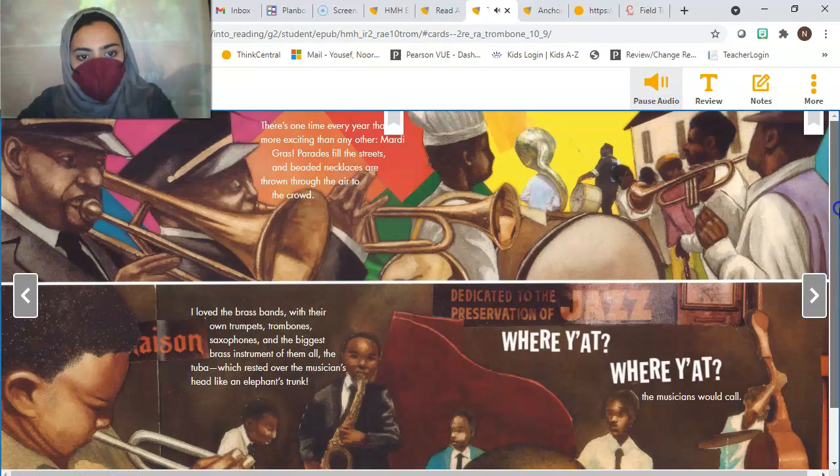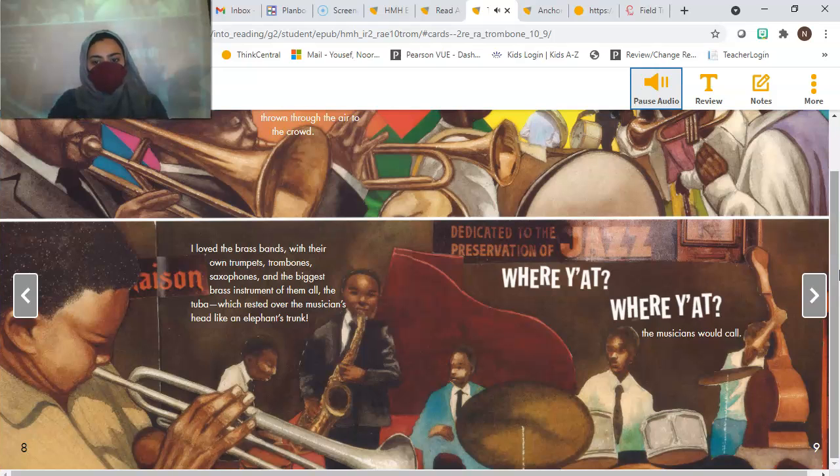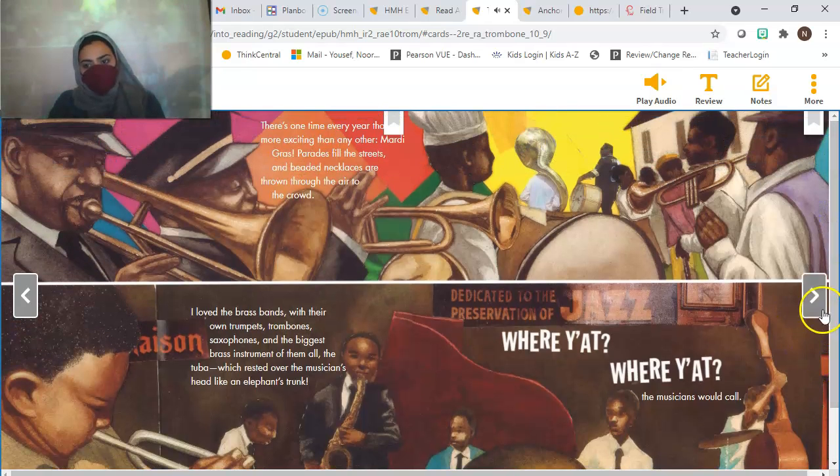There's one time every year that's more exciting than any other. Mardi Gras. Parades fill the streets and beaded necklaces are thrown through the air to the crowd. I loved the brass bands with their own trumpets, trombones, saxophones, and the biggest brass instrument of them all, the tuba, which rested over the musician's head like an elephant's trunk. Where yat? Where yat? The musicians would call. Hello, hello.